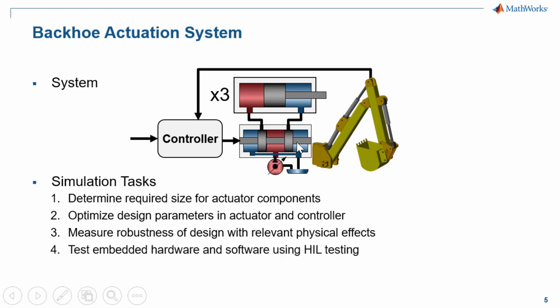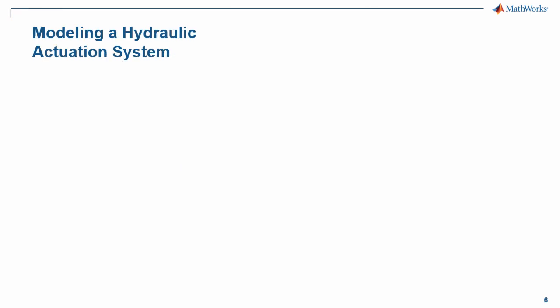And finally, we would like to use our simulation to test embedded hardware and software using hardware-in-the-loop testing, where a virtual model of the physical system is used to test the embedded hardware and software. In this demonstration, we're going to see how to model a hydraulic actuation system using Simscape Fluids.